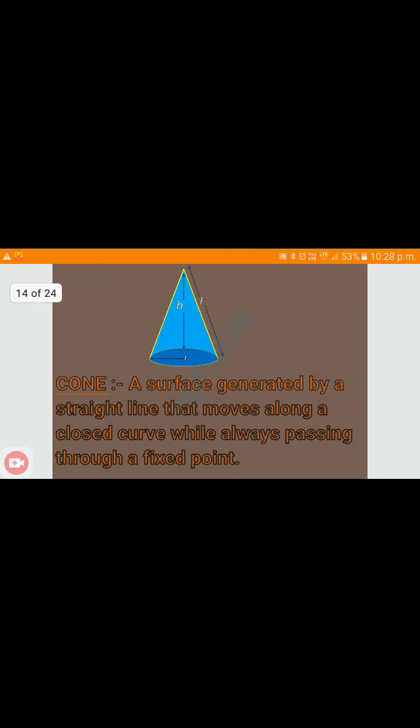After that, cone will come, and it is a surface generated by a straight line that moves along a closed curve while always passing through a fixed point. So what will be its curved surface area? That is pi r l, where l is slant height, r is radius of base, and h is height.